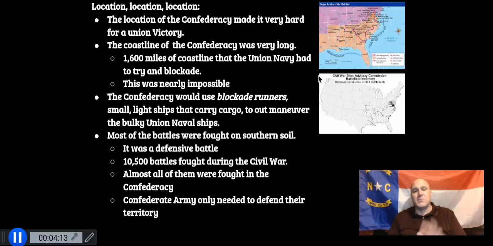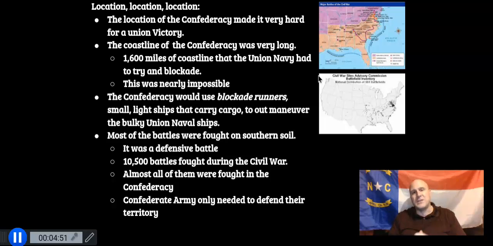You also have to remember what I said. Most of these battles were fought in the South. Not very many up in the North. You had the Western frontier battles that were going on about the Mississippi River, Missouri, places like that. But most of these battles were fought in the southeastern part of the United States. It was a defensive battle. They said, hey, you come to us. We're going to sit back and wait and just pick you off when you come into town here. Remember what I said before, 10,500 battles, almost all of them fought in the South.